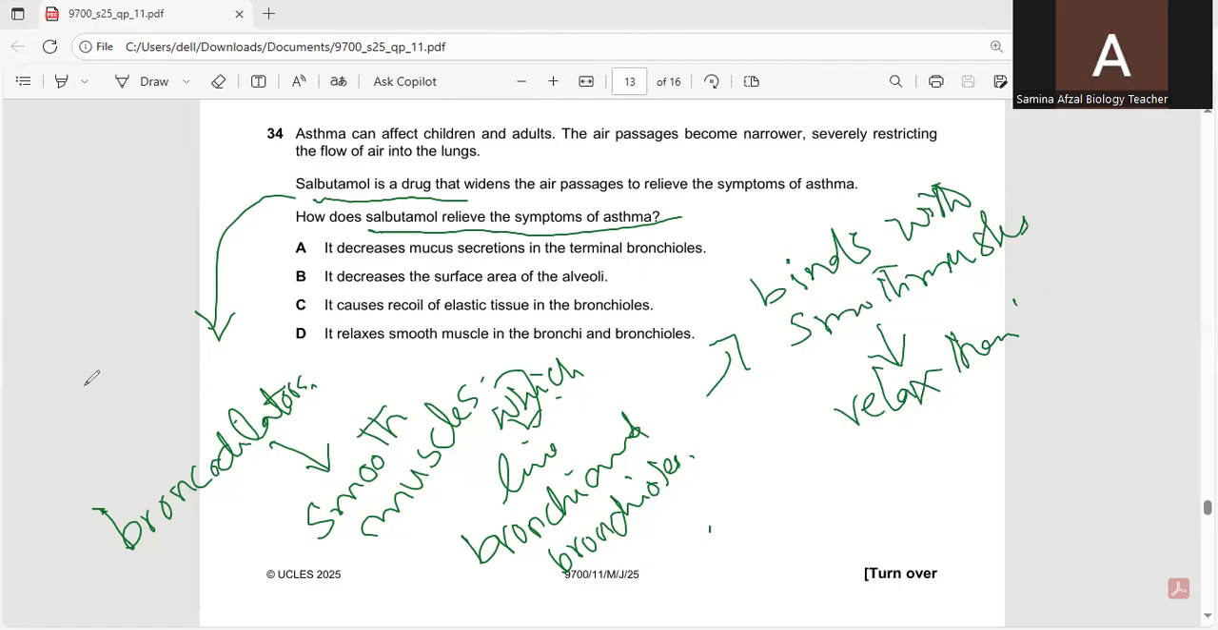According to this, we will discuss the four options. For: it decreases mucus secretions in the terminal bronchioles. No. It decreases the surface area of the alveoli? No, it will dilate the smooth muscles. It causes recoil of elastic tissues in the bronchioles? No. It relaxes smooth muscles in the bronchi and bronchioles, and I have explained how it takes place. So D is the correct option.